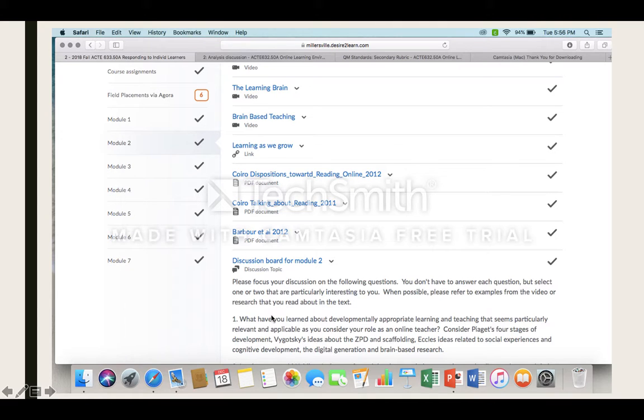So as you can kind of just see with a glimpse here, the learning brain, learning as we grow, all of these are talking about whole brain learning. So it also talks about zones of proximal development and scaffolding. And within each of these articles, it talks about all of those aspects. So we could use that text to then respond to the discussion board.